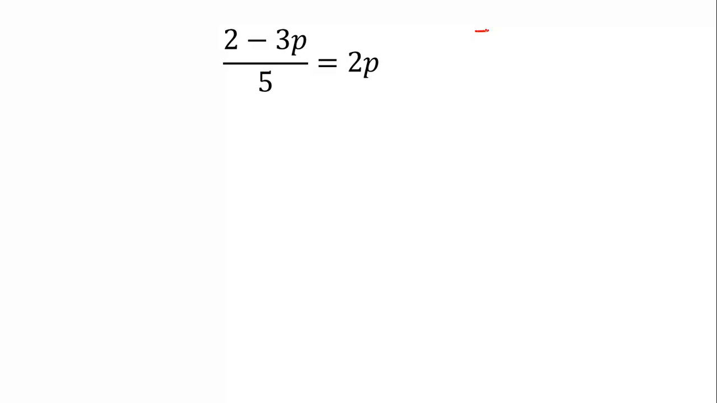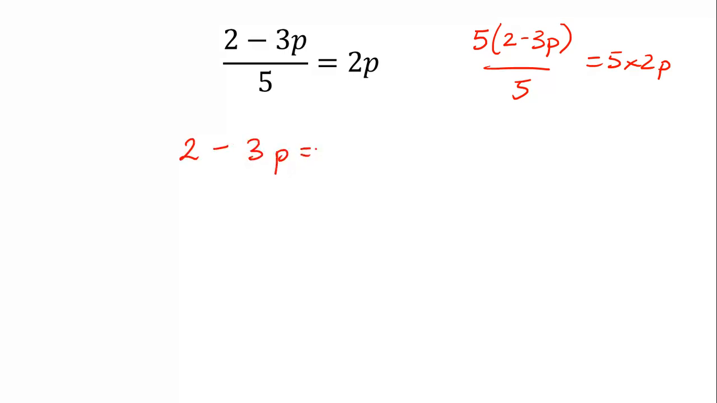So what I'm actually doing is 5 lots of 2 minus 3p, I've multiplied all of that by 5, equals 5 times 2p. But the whole point of multiplying by 5 is that I end up with 5 divided by 5, which is 1, which is why I can just say 2 take away 3p equals 2p times 5, equals 10p. And that looks like an equation we know how to solve.